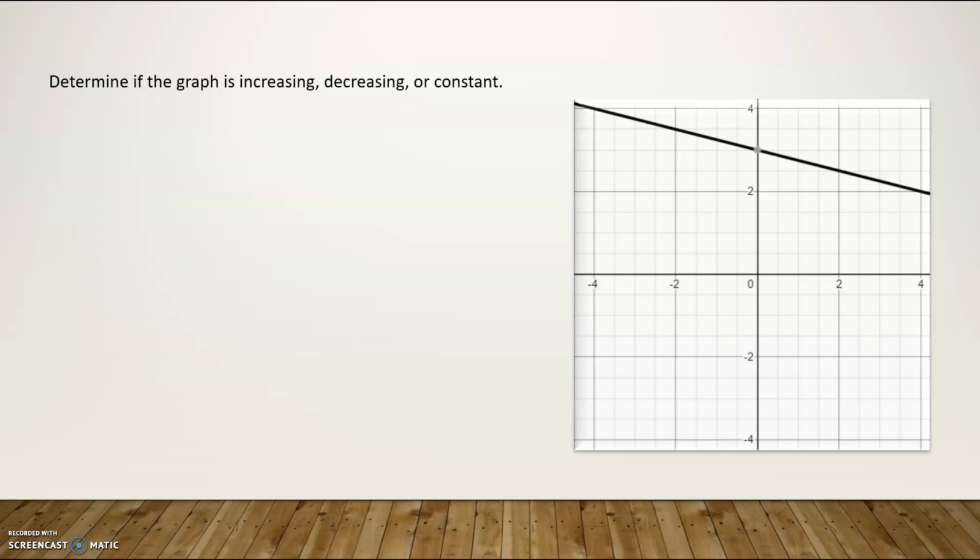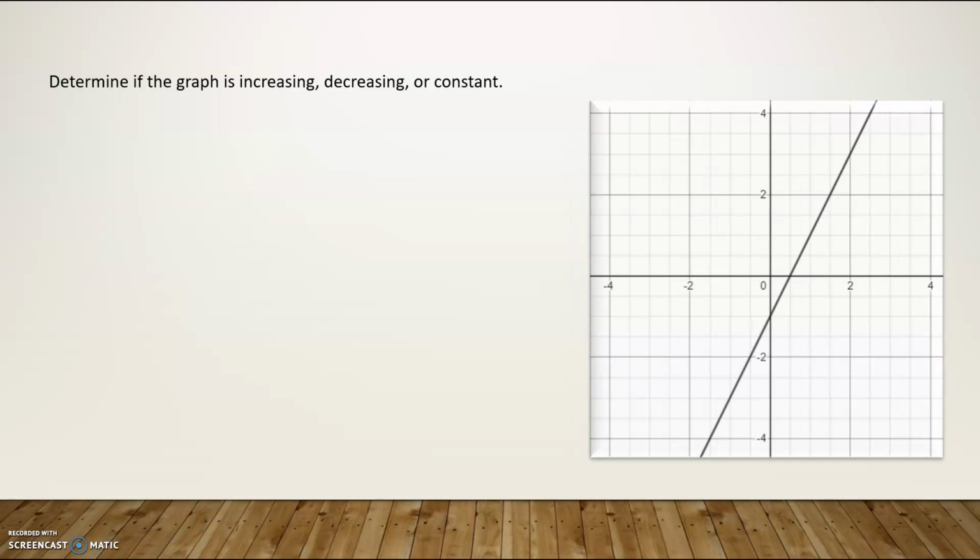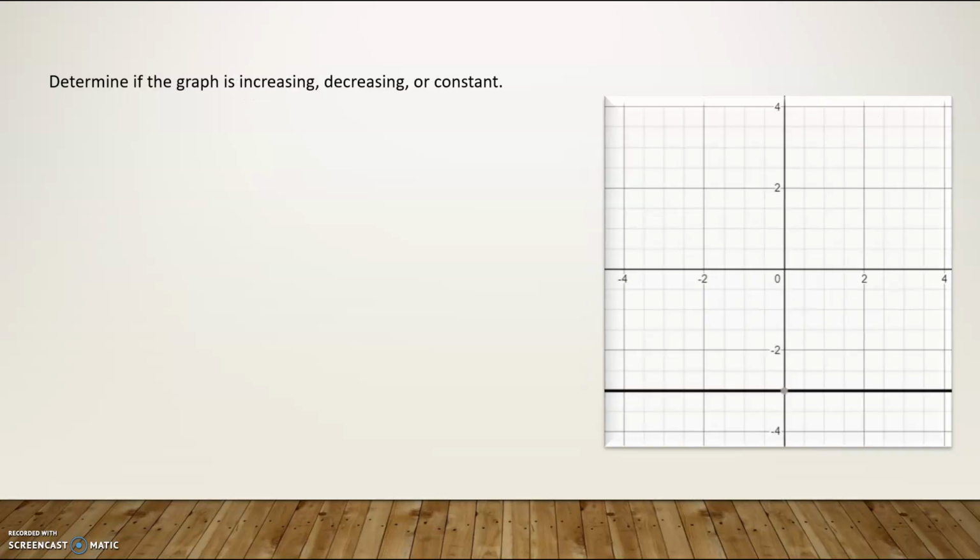Okay, so determine if the graph is increasing, decreasing, or constant. Notice how you read these from left to right. So notice how this is going in a downward direction. So this is decreasing. You can also find the slope of this, and you would find it to be negative. Here, read from left to right. Notice this is going in an upward direction. So this is an increasing function. And notice how this is a horizontal line. So since it's a horizontal line, we know it is a constant function. It never changes.